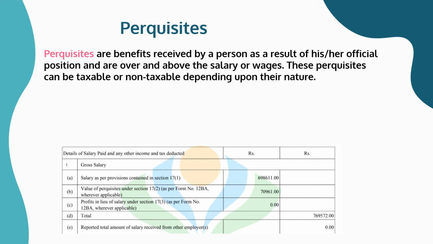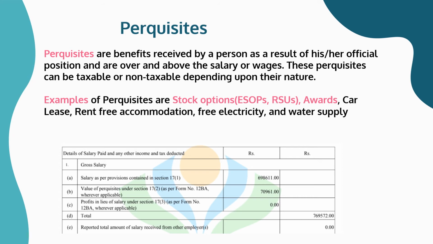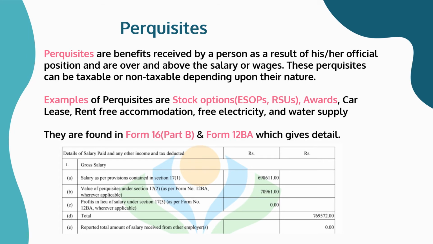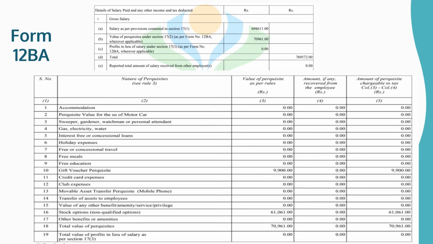Perquisites are benefits received by a person as a result of her official position and are over and above the salary or wages. These perquisites can be taxable or non-taxable depending upon their nature. Examples of perquisites are stock options, ESOPs, RSUs, awards, car lease, rent-free accommodation, free electricity and water supply. They are found in Form 16, Part B and Form 12BA, which gives detail. Examples of perquisites in Form 12BA are shown below. What is the value of perquisites in Form 16, Part B as shown in the image?